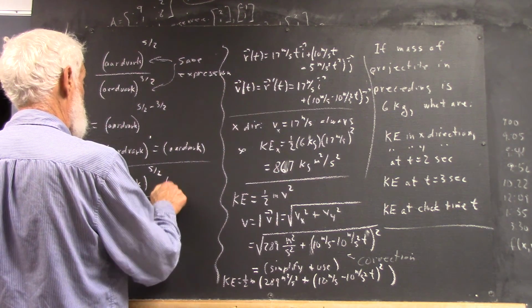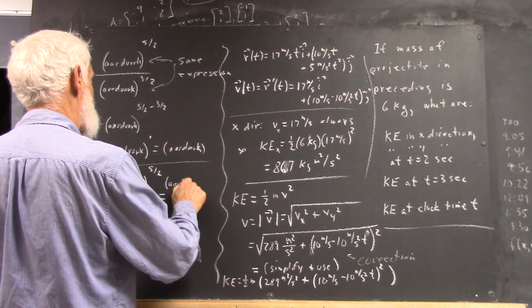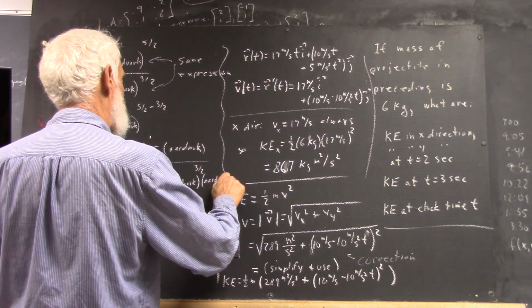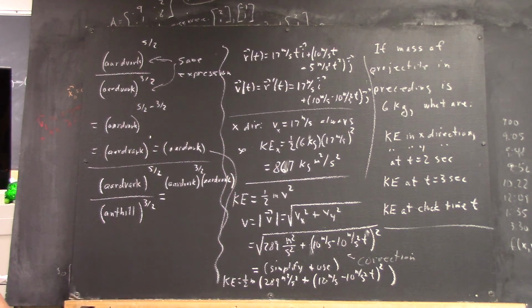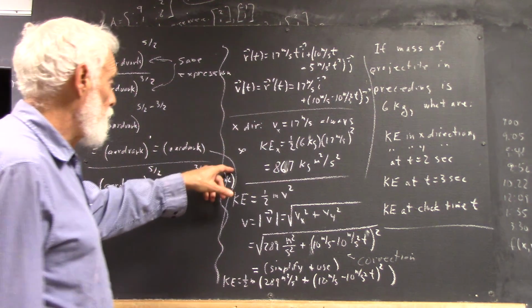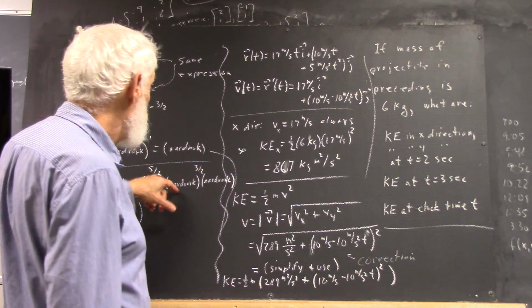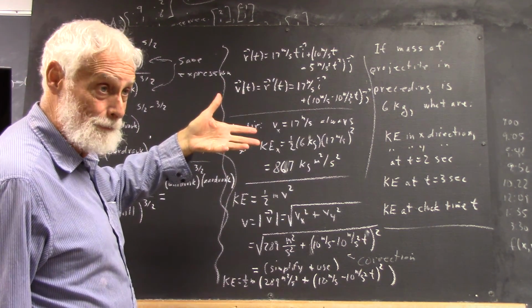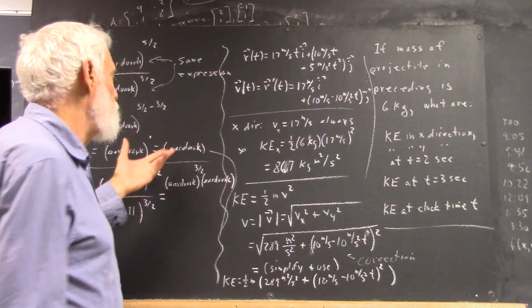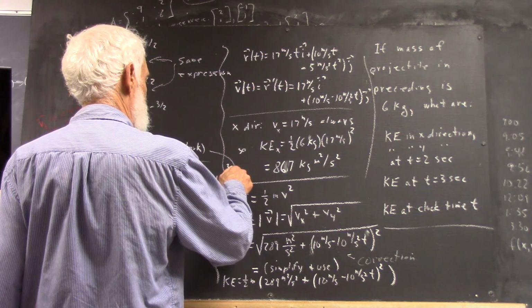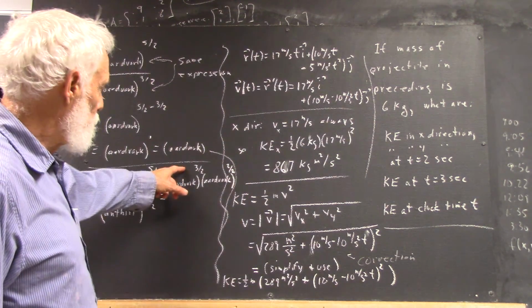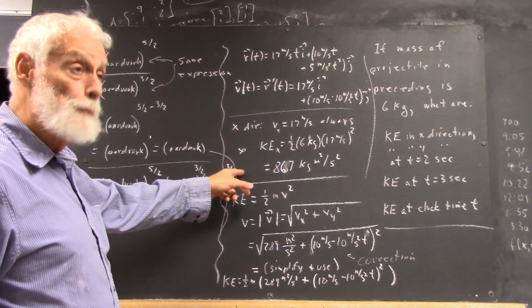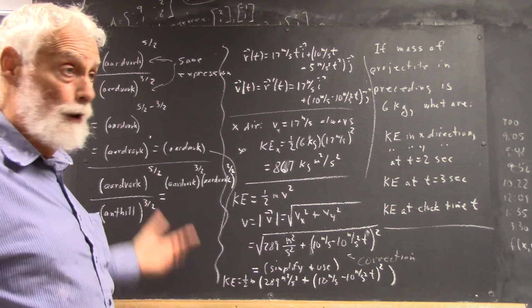But here's what we can do. I'm going to observe that aardvark to the 5/2 is aardvark to the 3/2 times aardvark. Because of course aardvark is aardvark to the 1, right? So aardvark to the 3/2 times aardvark is aardvark to the 3/2 plus 1, right? Well, what's 3/2 plus 1? It's 5/2. And to make it even clearer, it's aardvark to the 3/2 times aardvark to the 2/2. Because this means aardvark to the 3/2 plus 2/2, right? By another law of exponents that you certainly know.